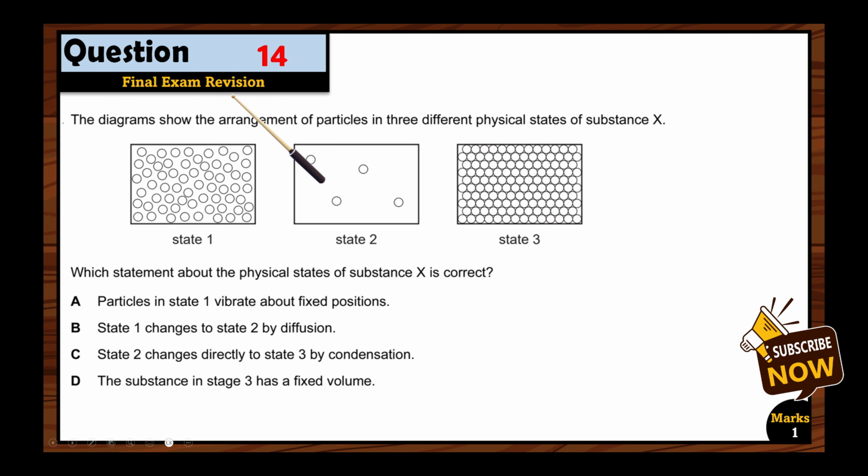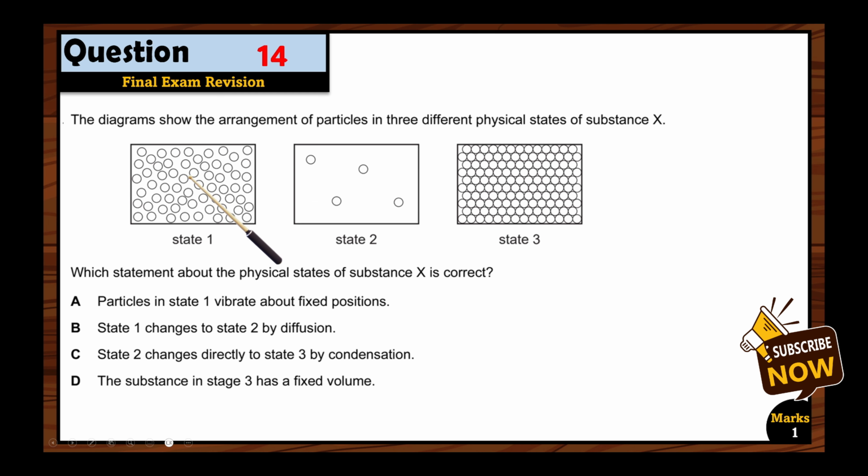Question number 14. The diagram shows the arrangement of particles in 3 different physical states of a substance. Okay, so now we have 3 different states. From the picture, we can easily see state 3 is a solid, state 1 is a liquid and this is a gas, right? Now let's see which statement about the physical states of substance X is correct. Particles in state 1 vibrate about a fixed position. No, that's wrong because it's a liquid, so they cannot vibrate. It's only in state 3, solid.